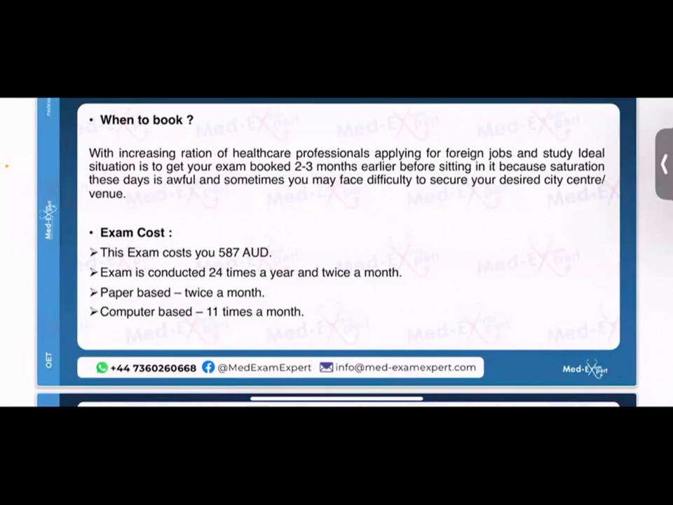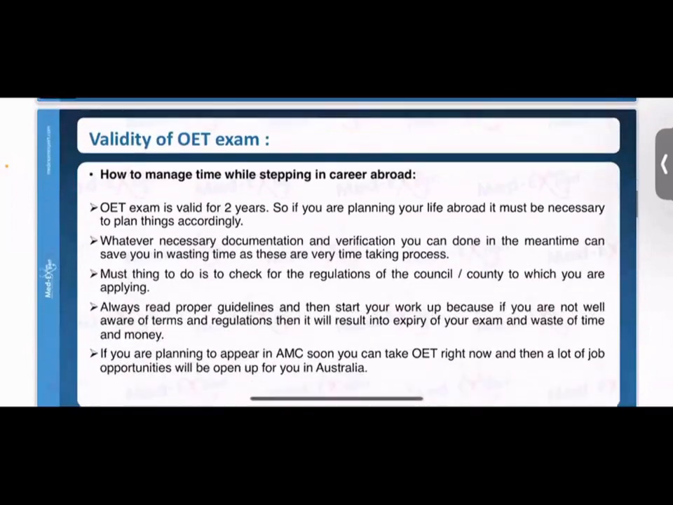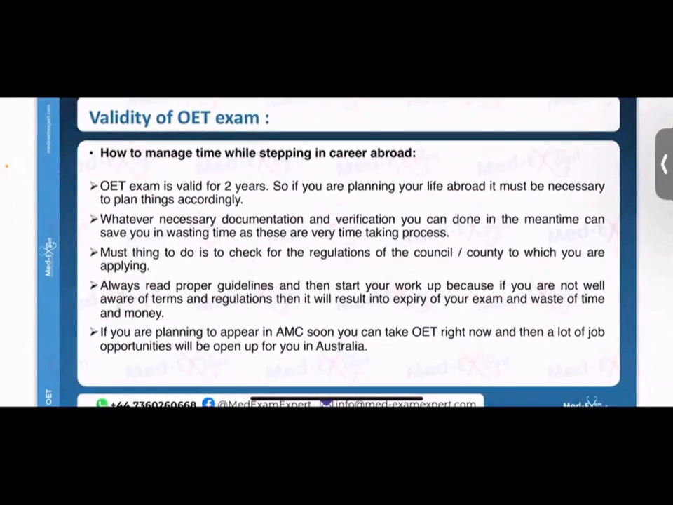So if you are very eager to take the exam, please lay out all the choices in front of you, and then decide whatever slot, whatever city, and what mode of exam you are going to take. So this is the general information about this.